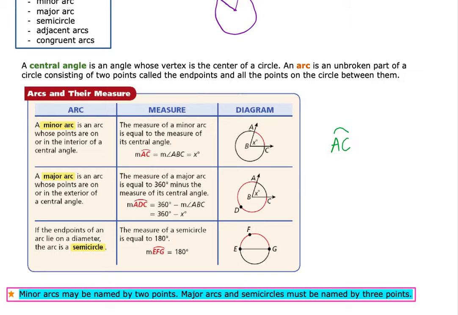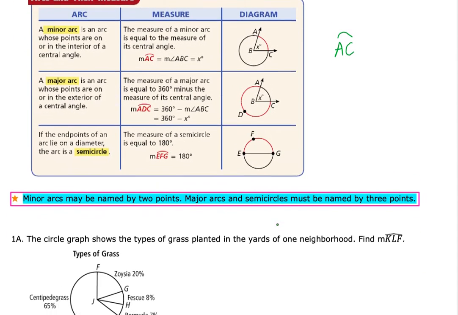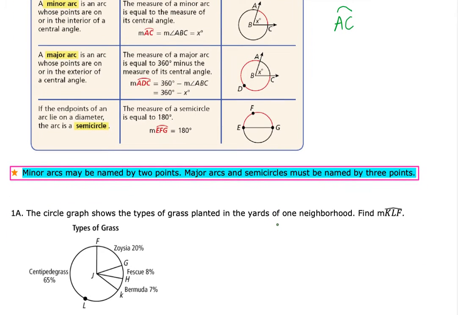And then, of course, we have semicircle. If the endpoints of an arc lie on a diameter, then the arc is a semicircle. So in this case, measure of arc EFG is 180 degrees. And I just mentioned this, but minor arcs may be named by 2 points. Major arcs and semicircles must be named by 3 points.